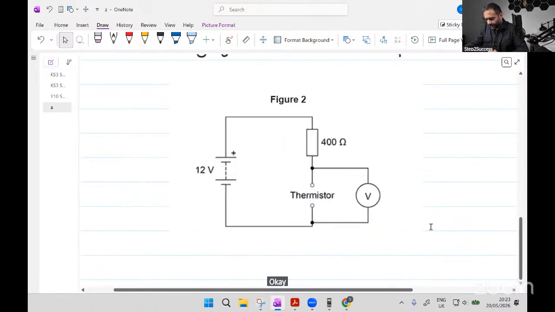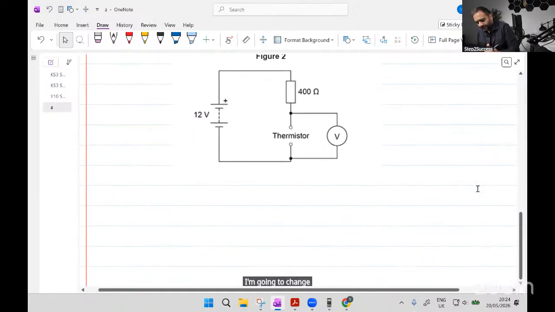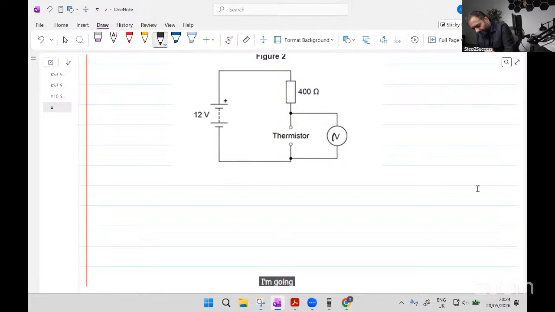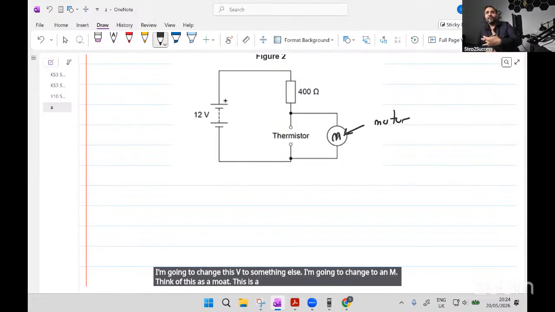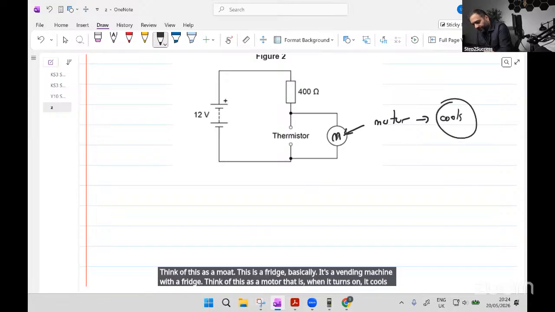Okay, right. I'm going to change that situation a little bit. I'm going to change this V to something else. I'm going to change it to an M. Think of this as a motor. This is a fridge, basically. It's a vending machine with a fridge. Think of this as a motor that is, when it turns on, it cools the fridge down.